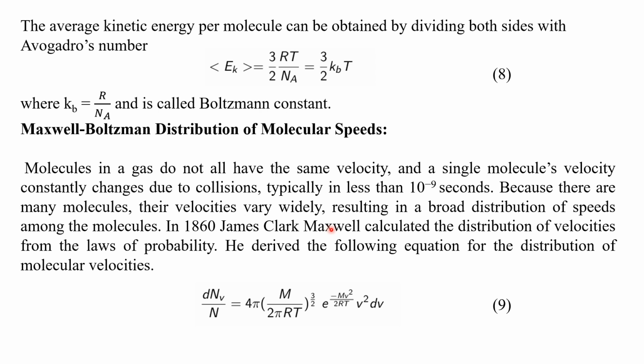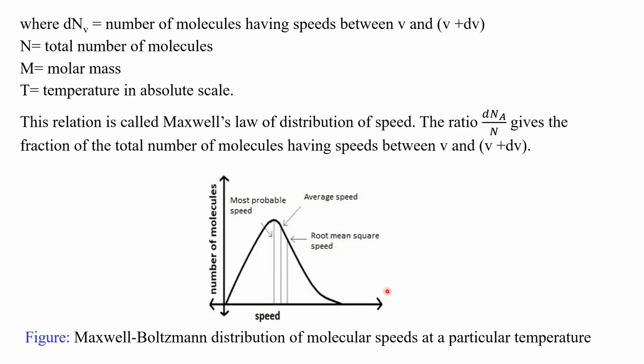In 1860, James Clerk Maxwell calculated the distribution of velocities from the laws of probability. He derived the following equation for the distribution of molecular velocities: dNv by N is 4 pi times (m by 2 pi RT) to the 3 by 2, times e to the minus m v squared by 2RT, times v squared dv. In this expression, dNv is the number of molecules having speeds between v and v plus dv, N is the total number of molecules, m is the molar mass, and T is the temperature on the absolute scale. This relation is called Maxwell's law of distribution of speed.